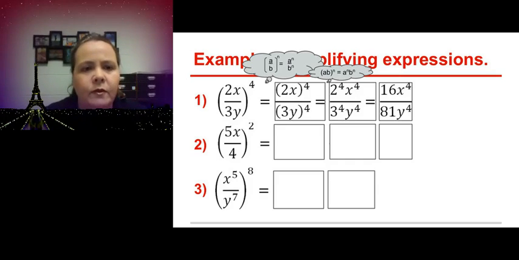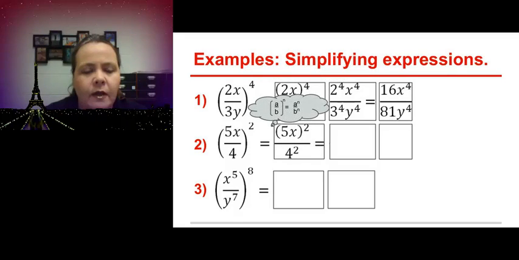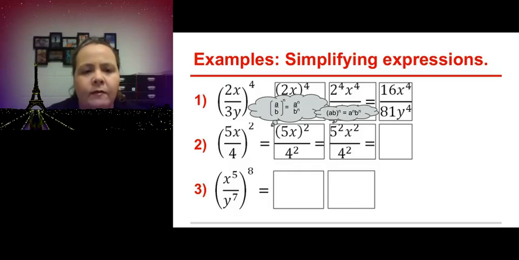In problem number 2, we have 5x divided by 4 all raised to the 2nd power. Using our quotient rule, we get 5x to the 2nd power over 4 squared. And then using our multiplication rule, we get 5 squared times x squared over 4 squared. And then when we simplify, we get 25x squared over 16. Again, the 25 is from 5 squared, which is 5 times 5. And the 16 is from 4 squared, 4 times 4.